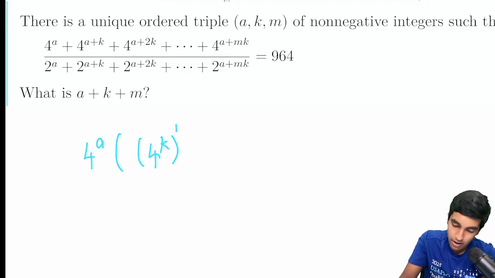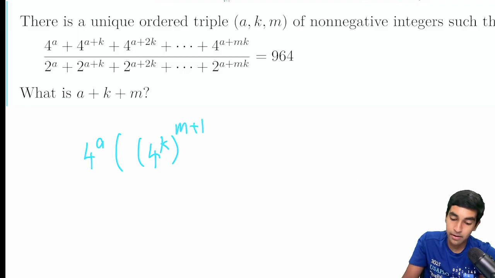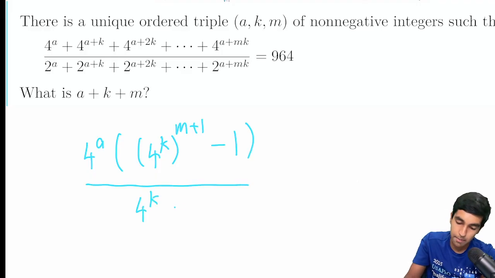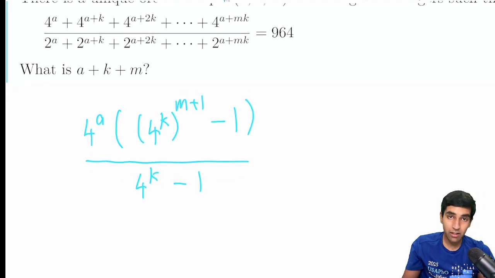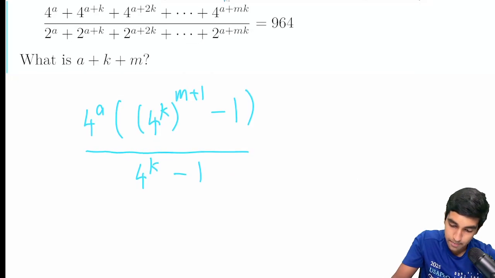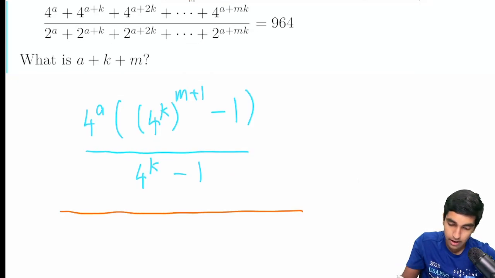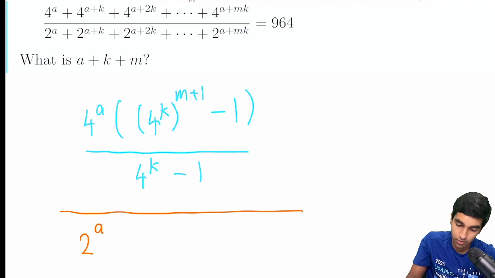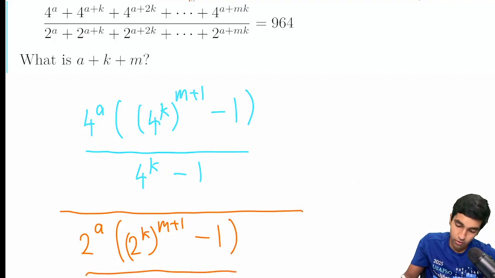So we have (r to the n minus 1) times a, all over r minus 1, so 4 to the k minus 1. And that's the top. What's the bottom going to be? Let's write it in a different color. Very similar, actually, except we replace 4 with 2. It's the exact same thing: 2 to the (m plus 1) minus 1, all over 2 to the k minus 1.